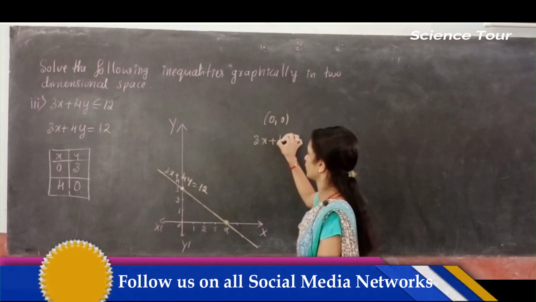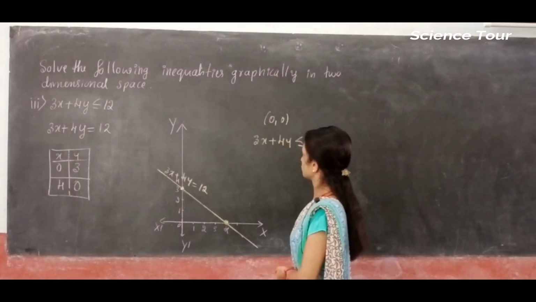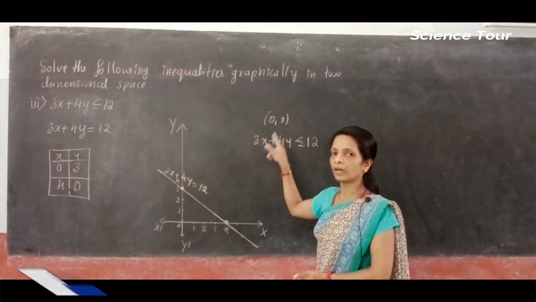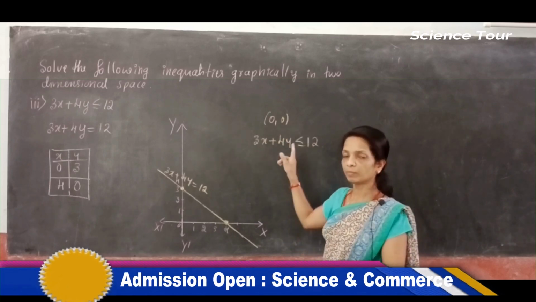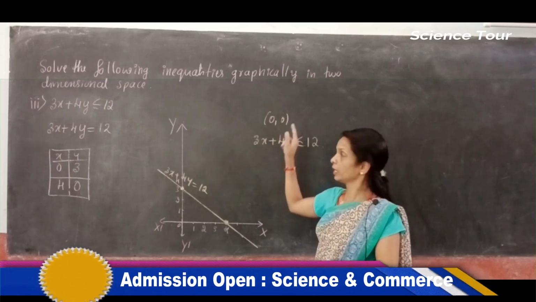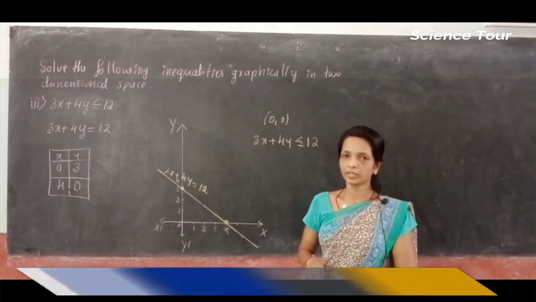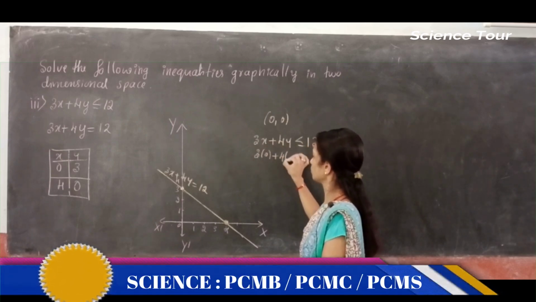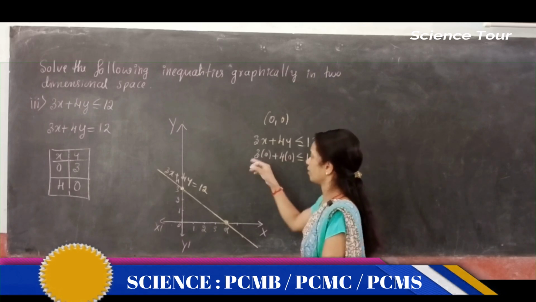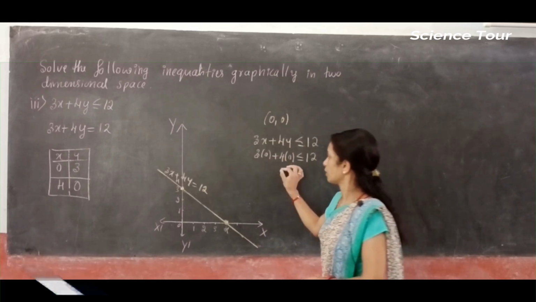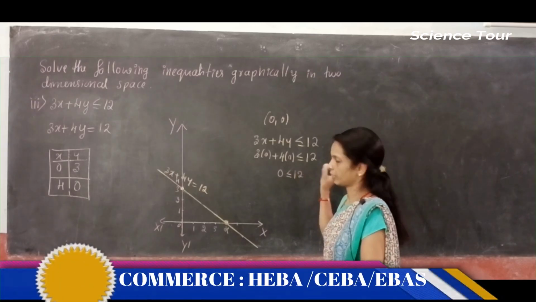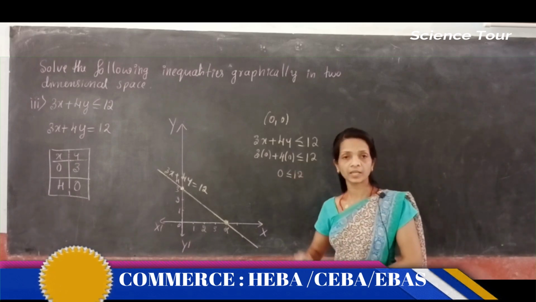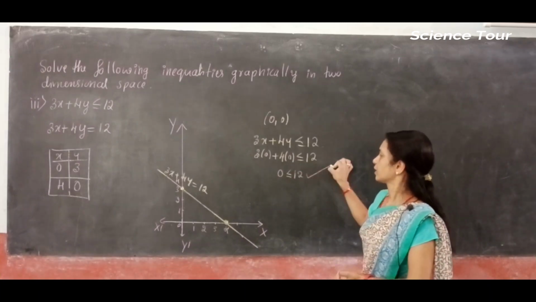3x plus 4y less than or equal to 12. Checking point means what? You have to use x value 0 and y value 0. In the y place you have to use the y coordinate of that checking point, and in the x place you have to use the x coordinate of that point. So both are zeros now. So 3 into 0 plus 4 into 0 less than or equal to 12. On the left side, 0 into anything is 0, so you will get 0 less than or equal to 12. Is this a correct inequality? You know that 0 is less than 12, so this is a correct inequality.